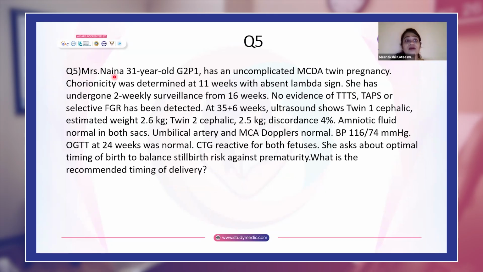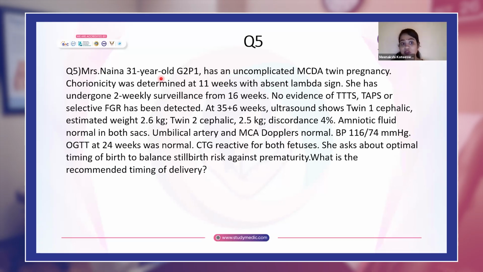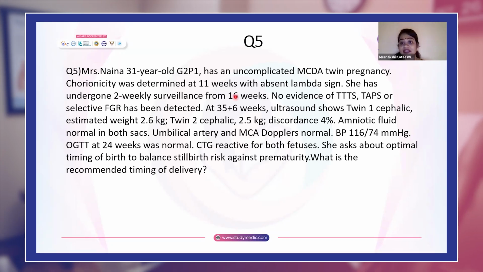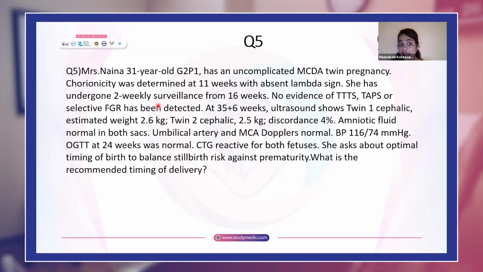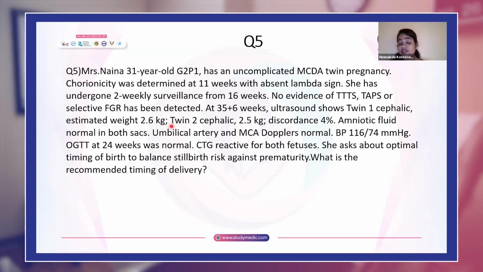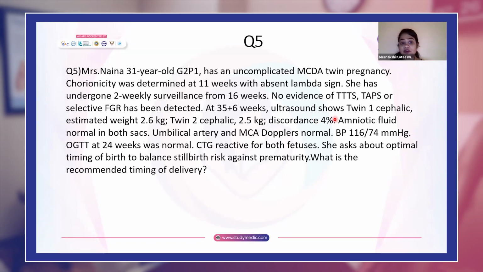Next, Mrs. Nera, 31 years old, has an uncomplicated monochorionic diamniotic twin pregnancy with chorionicity determined at 11 weeks with absent lambda sign. She has undergone 2 weekly surveillance, and there is no evidence of TTTS or TAPS or selective fetal growth restriction. At 35 weeks, 6 days, ultrasound shows twin 1 is cephalic. Estimated fetal weight is 2.6 kilos. Twin 2 is again cephalic with 2.5 kilos. Discordance is only 4%. Amniotic fluid is normal.